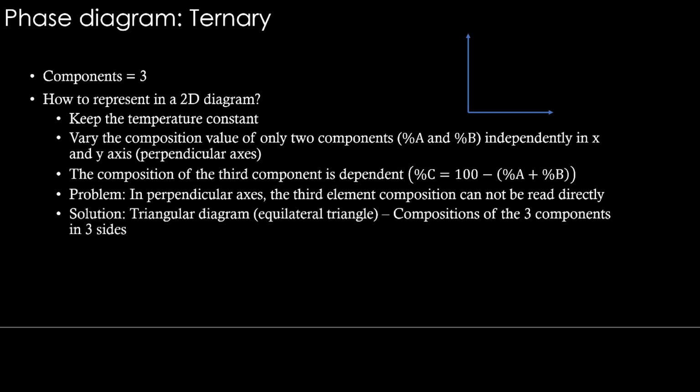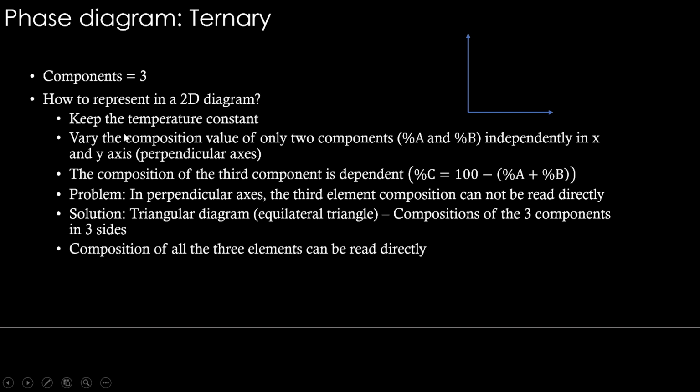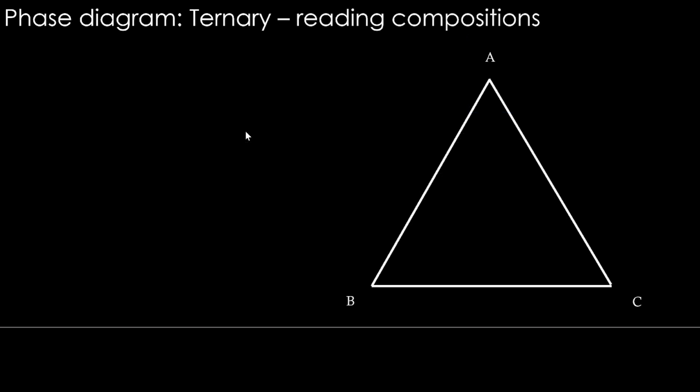The solution is a triangular diagram. It's an equilateral triangle. Compositions of three components in three sides are represented in this, and the advantage is this: composition of all the three elements can be read directly. Okay, so this is essentially an isothermal section where temperature is constant. We'll see about it in detail after a few slides.